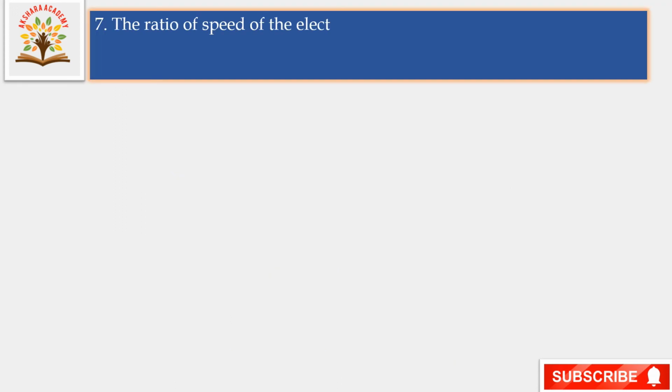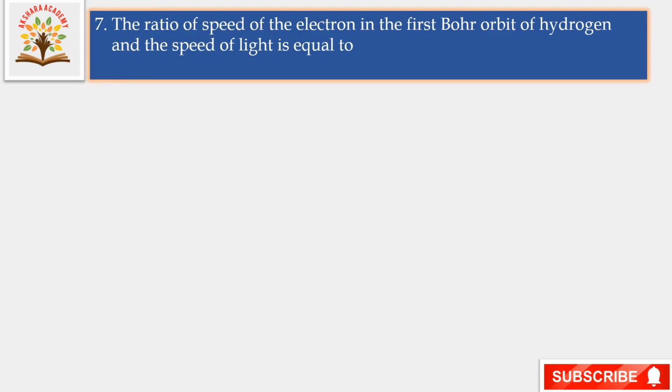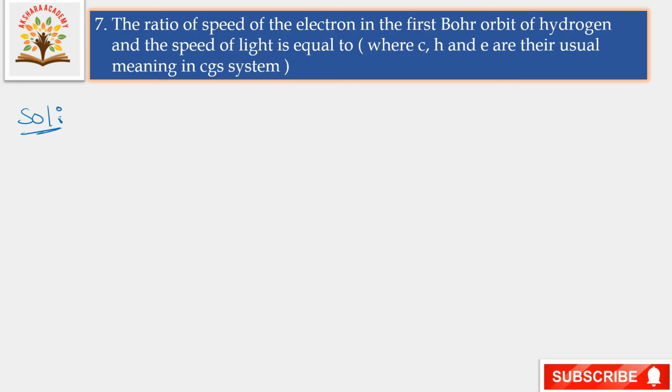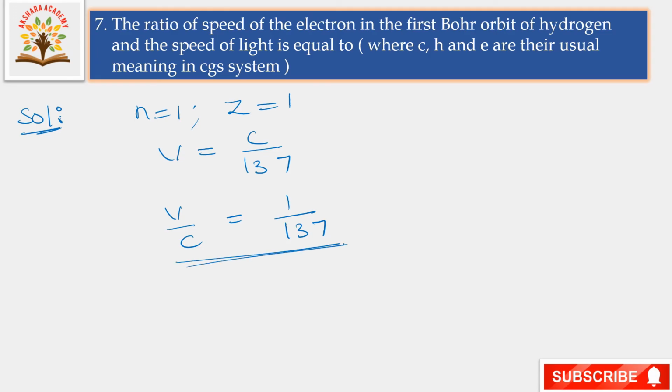The ratio of speed of the electron in the first Bohr orbit of hydrogen and the speed of light is equal to, where C, H and E have their usual meaning in the CGS system. Now, let us go to the solution. Given n is equal to 1 and z is equal to 1. Speed of electron V is equal to C by 137. So V by C is equal to 1 by 137. Okay, this is the ratio of speed of electron in the first Bohr orbit of hydrogen and speed of light. Okay, next we will go to the next question.